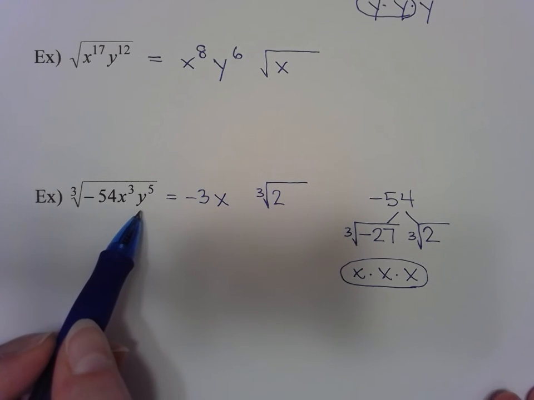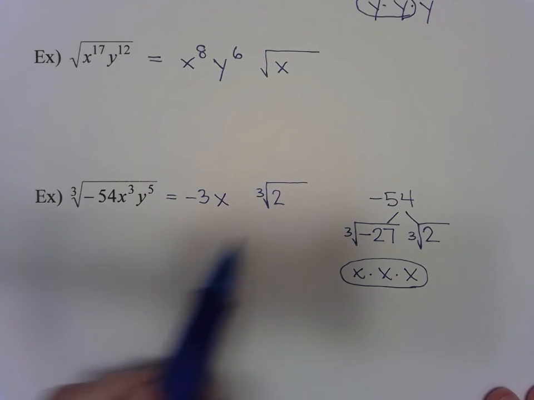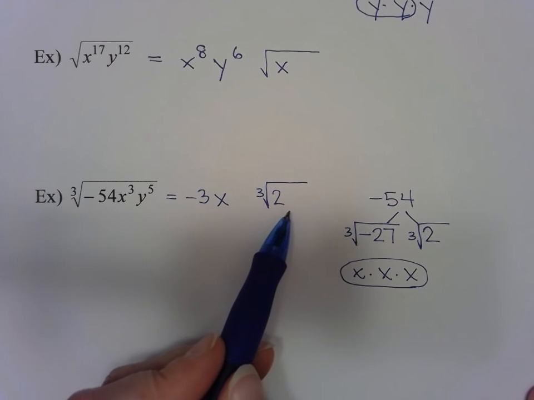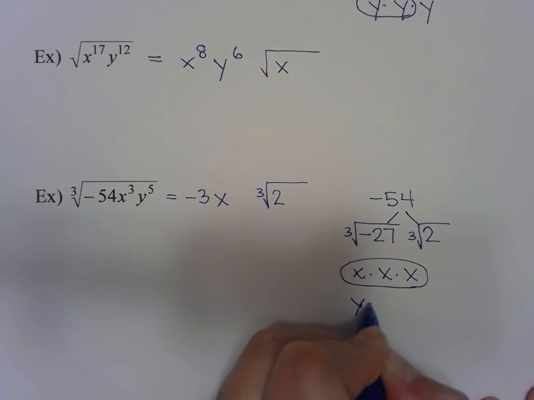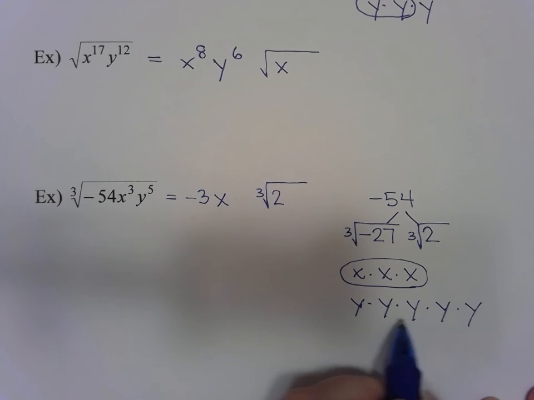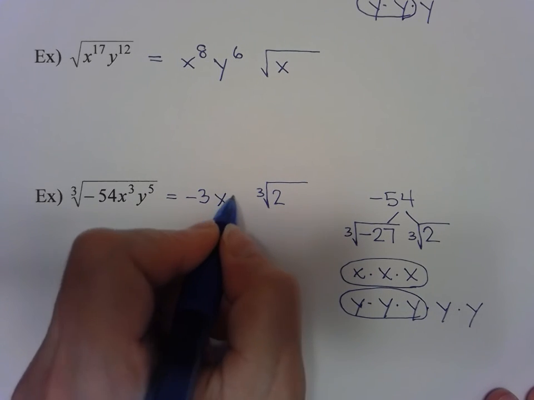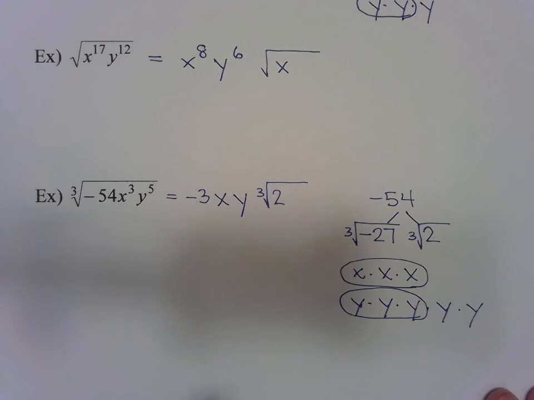How about for the y's? How many y's can come out? How many y's will be left inside? I have 5 y's. For a cube root, I have one group of 3, so one y can come out. 2 y's left inside.